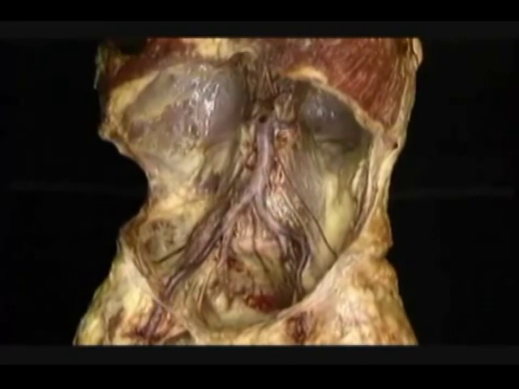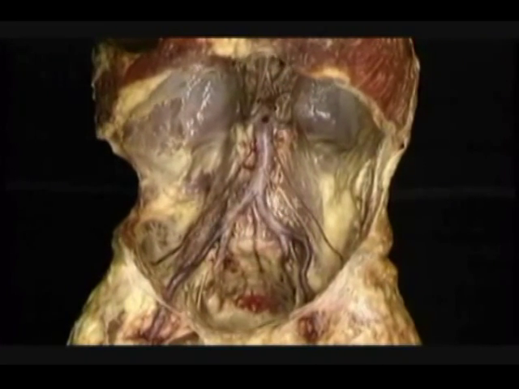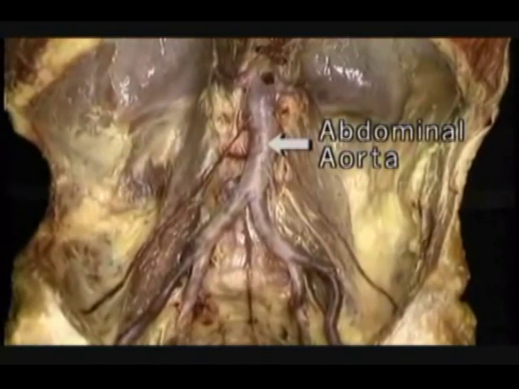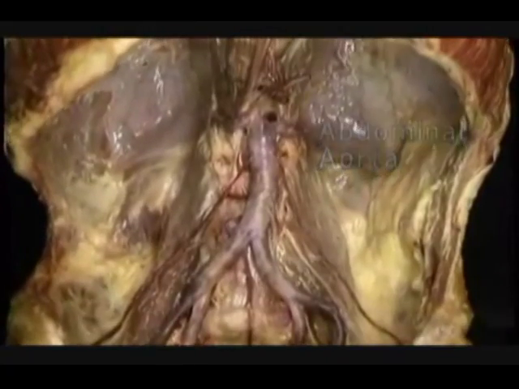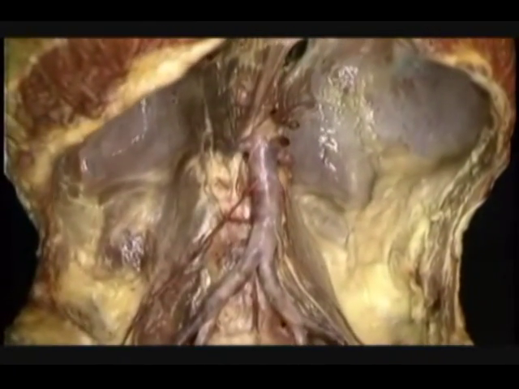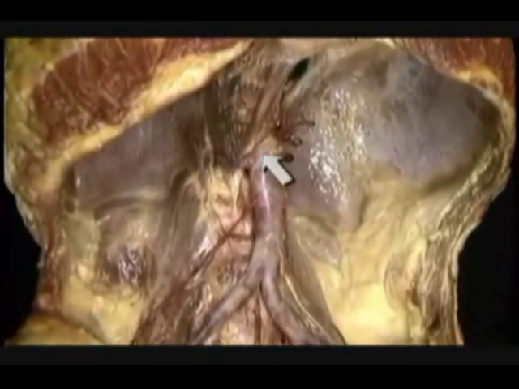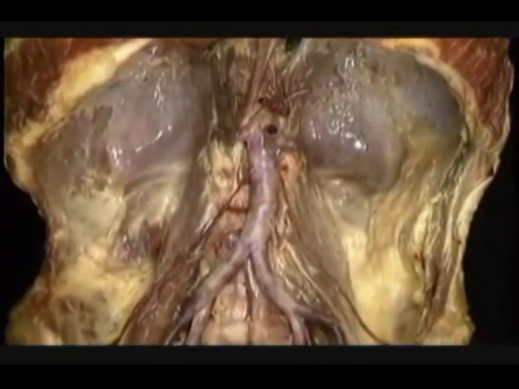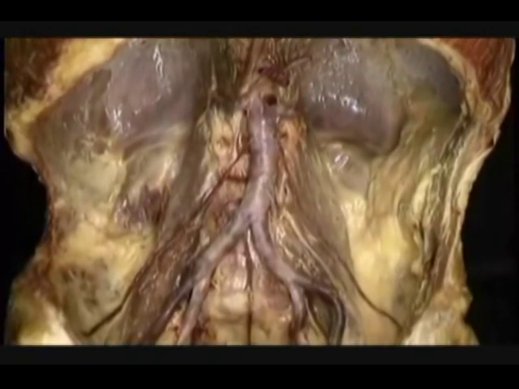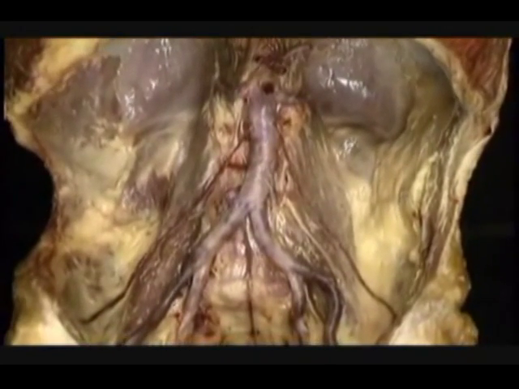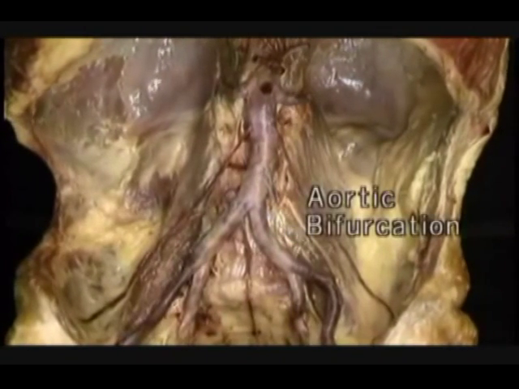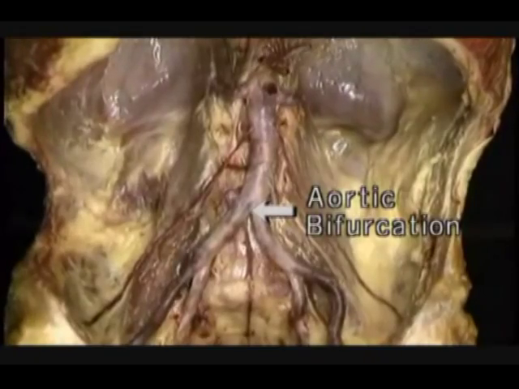Here's the posterior abdominal wall with the arteries in place and the veins removed. Here's the abdominal aorta. It enters the abdomen by passing through the aortic opening in the diaphragm at the level of the 12th thoracic vertebra. The aorta runs down on the front of the lumbovertebral bodies just to the left of the midline. It ends by dividing at the level of L4 into the right and left common iliac arteries. The point where it divides is called the aortic bifurcation.